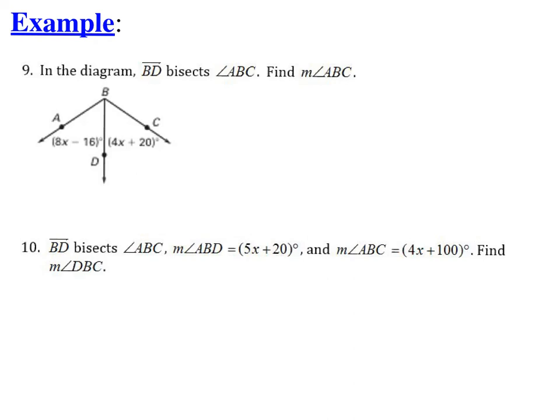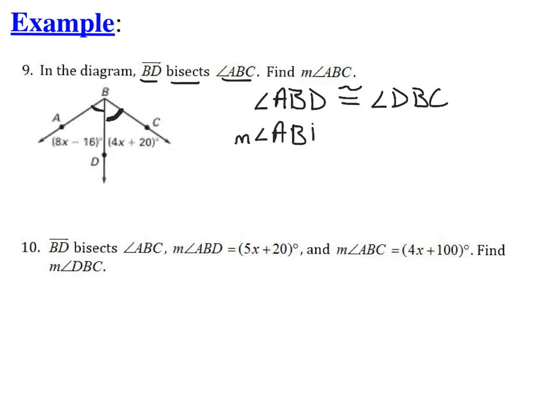For the next example, in the picture below, they tell me that BD bisects angle ABC. So right away, based off that, I know that angle ABD is going to be congruent to angle DBC. So this angle on the left is congruent to this angle on the right, which once again tells me that their angle measures are going to be equal, which will allow me to set up my equation.